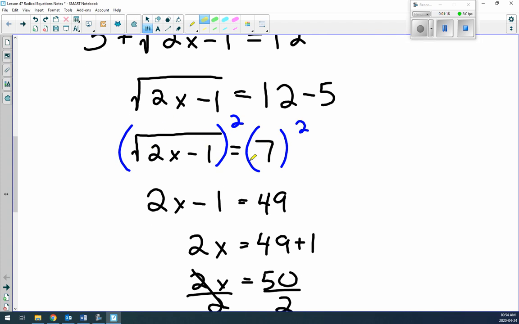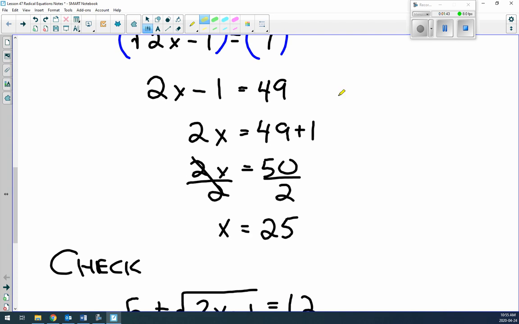Now, when we talk about solving equations, you always want to do the opposite of what it was, right? If it was addition, you would subtract it. If it was multiplication, you divide it. Well, what's the opposite of square rooting something? Square it. So we square both sides; remember, you have to do it to both sides. If you square the square root of 2x minus 1, you end up with 2x minus 1. 7 squared is 49. Now we've gotten rid of the radical symbol, so we can solve this.